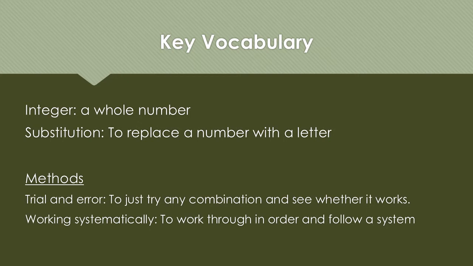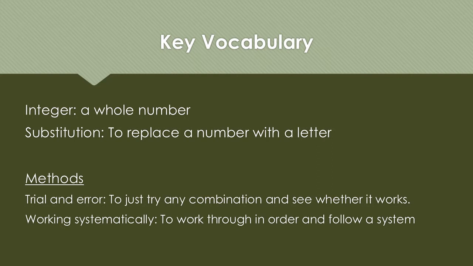And methods that we're going to be discussing in our lesson today are trial and error, which is when you just try any combination and see whether it works, or working systematically. So people either choose one or the other. Working systematically means to work through in order following a system, rather than just saying, I'll just try that combination. We say, actually, I need to try that one, then I'm going to match it up with this one and this one and this one, and then I'll move on to the next one. So it's following through a system.